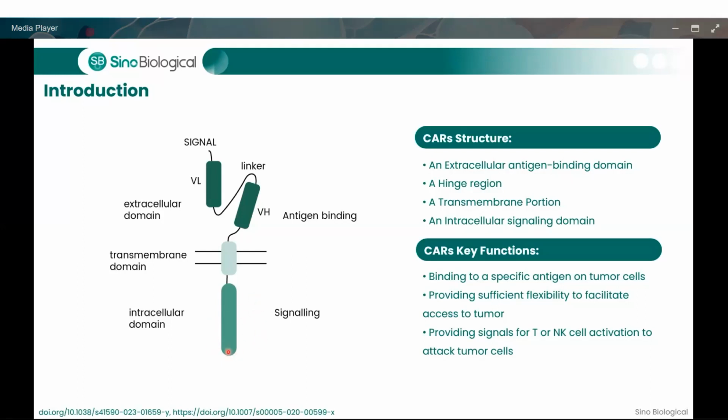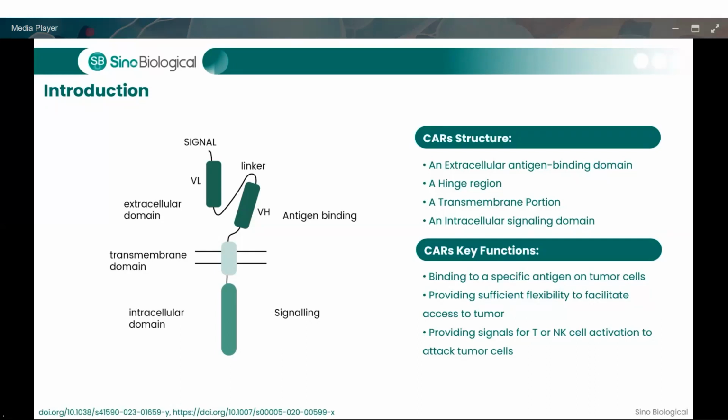The intracellular signal domain is typically derived from the signaling proteins that activate the whole immune cell upon recognition of the cancer cell through the extracellular domain, and eventually initiate the signaling cascades that activate the immune cells to kill the cancer cells.